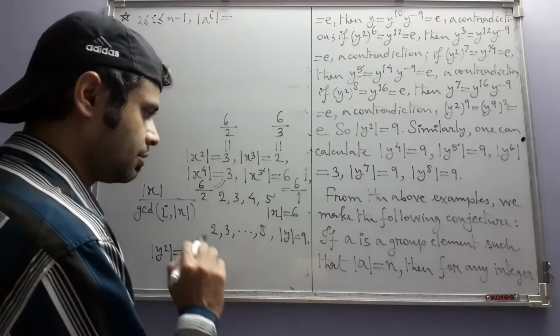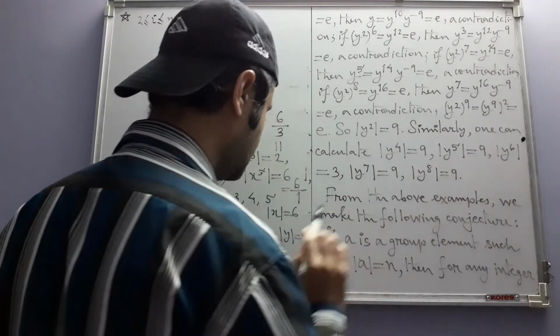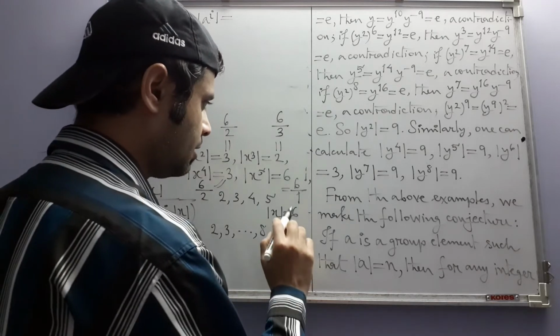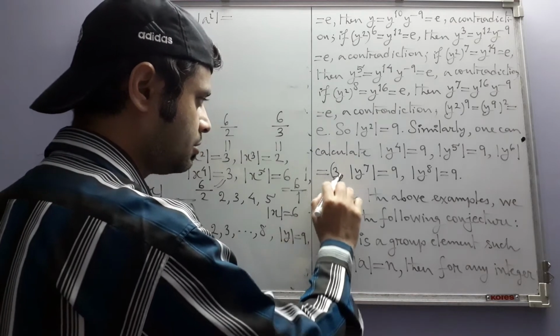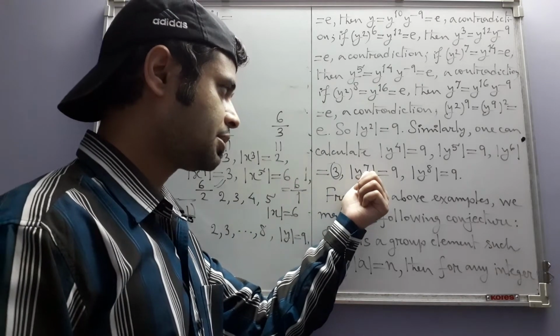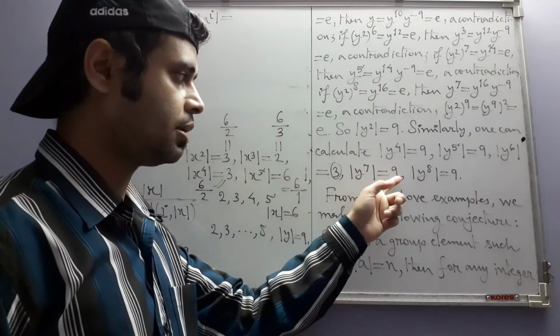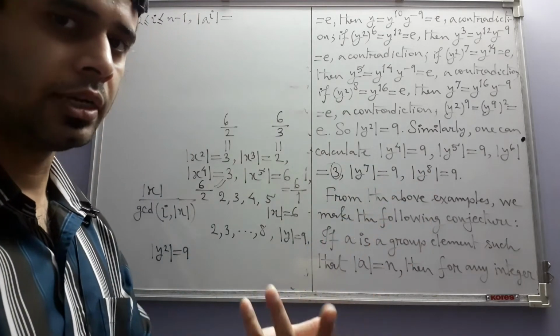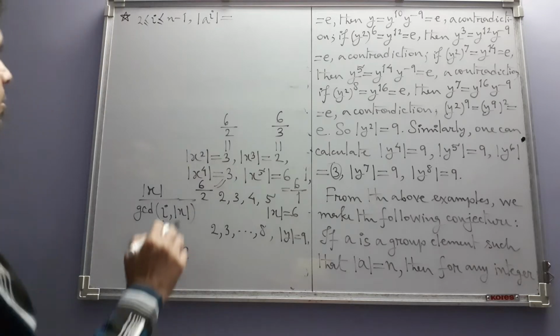Okay, now the greatest common divisor of 6 and 9 is 3. So that's why 9 divided by 3 is 3. Then after that, the GCD of 7 and 9 is 1. So here we are getting 9. Again the GCD of 8 and 9 is 1. So again we are getting 9.